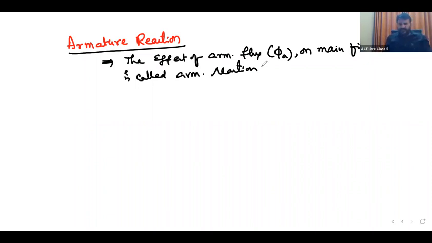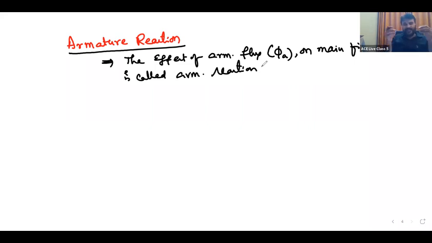See, the two fluxes cross the air gap. Armature flux crosses and main field flux also crosses. Both are stationary with respect to each other. So therefore, the two fluxes may be aiding. On the stator, north pole to south pole, and the rotor also north pole to south pole, and both are crossing the air gap. Both may be aiding, both may be opposing.